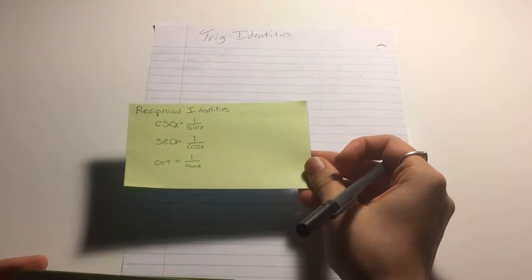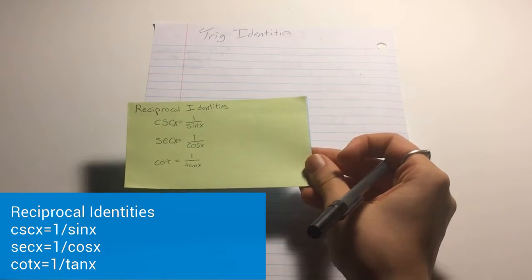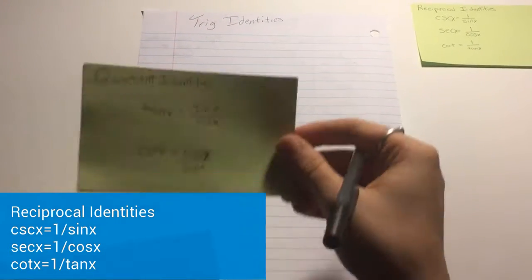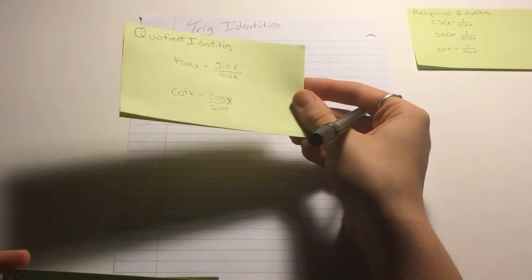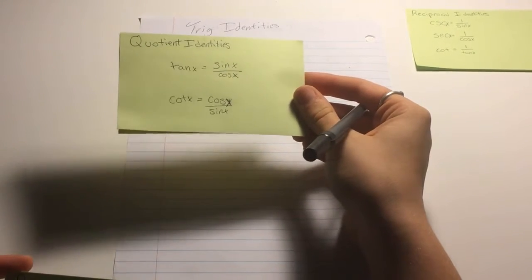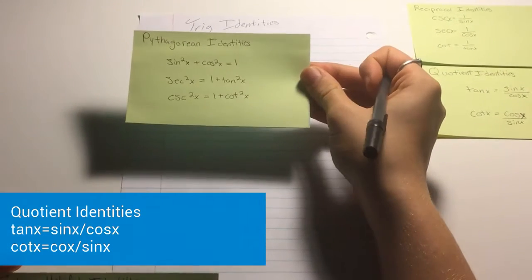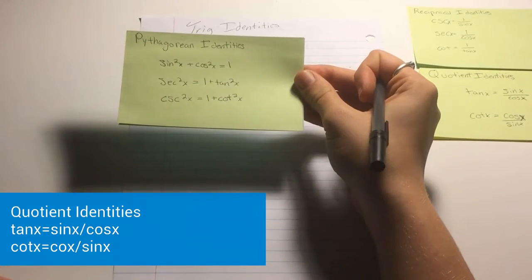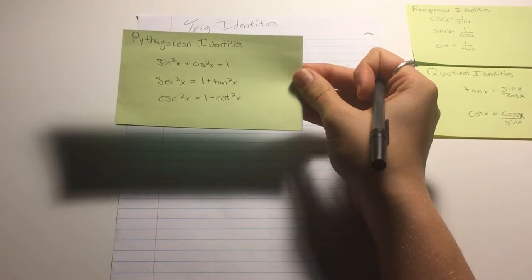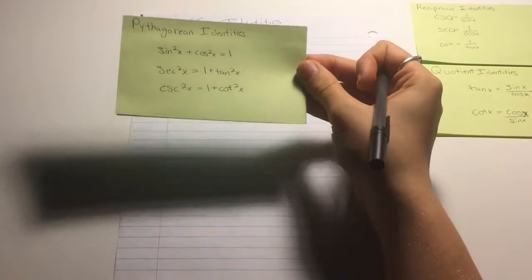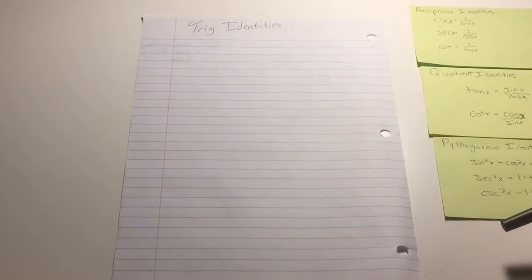We're going to start off with sharing the trig identities we will be using. First, we have the reciprocal identities involving cosecant, secant, and cotangent. Then we have the quotient identities, which we will be using today, involving tangent and cotangent. Then we have the Pythagorean identities, and these involve the squares of sine, cosine, secant, and cosecant. We will not be working with those today.